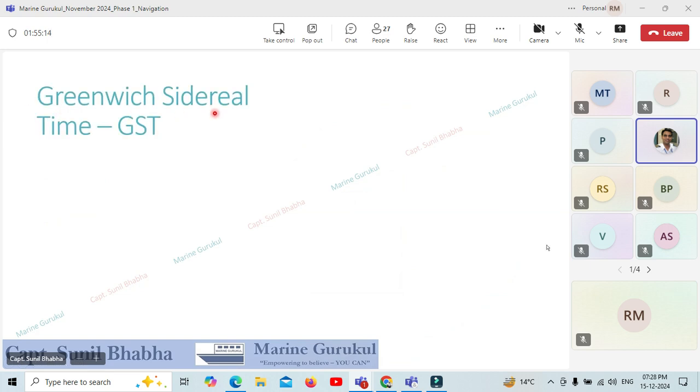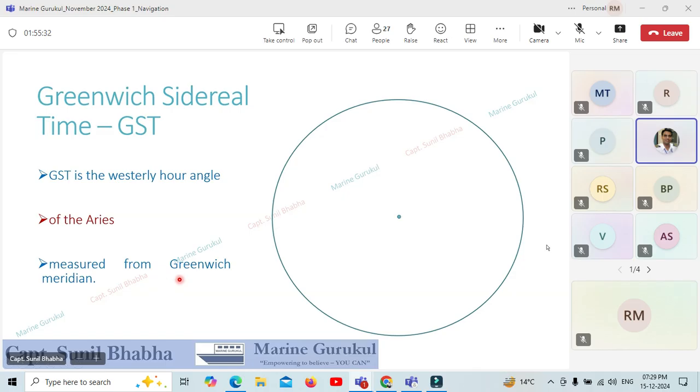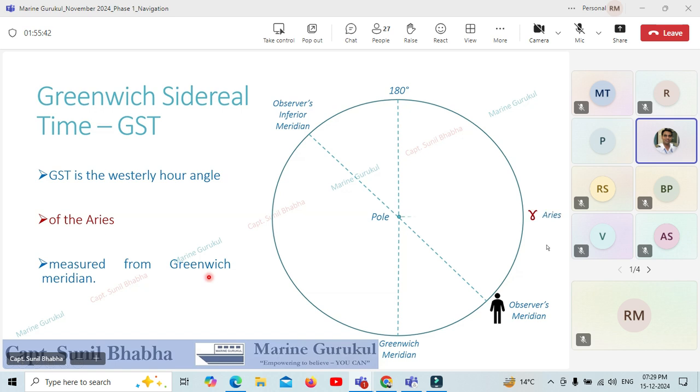Now moving on to the Greenwich sidereal time or GST. Greenwich sidereal time or GST is the westerly hour angle of the first point of Aries measured from the Greenwich meridian. So very similar to LST, the only difference is the starting point instead of the observer's meridian now is the Greenwich meridian. So we have the same diagram coming up.